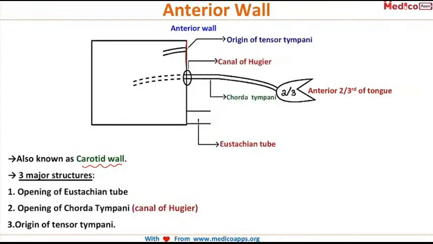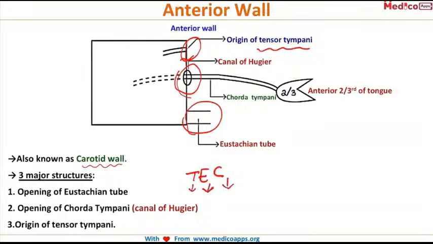It has three major structures. That is the opening of the eustachian tube over here, the opening for the chorda tympani nerve over here, and also there is the origin of tensor tympani. Please remember these three structures. You can remember it as TEC. T is for tensor tympani, E is for eustachian tube, C is for chorda tympani. Now, chorda tympani goes through the canal of Huguier. Please remember this name. Canal of Huguier helps in passage of the chorda tympani nerve.